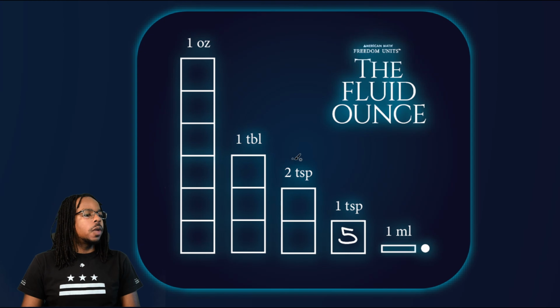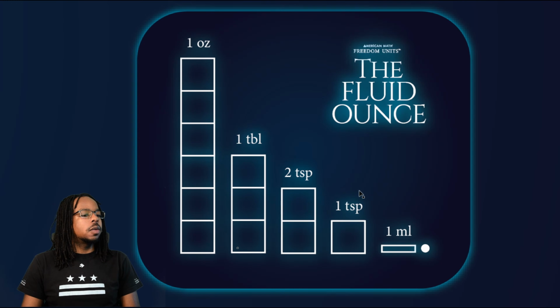And a tablespoon is made up of 3 teaspoons, and you can see that clearly here. 1, 2, 3 teaspoons. And again, we know that every teaspoon has 5 milliliters inside of it. So we know that this is 5, 10, 15 milliliters inside of 1 tablespoon.